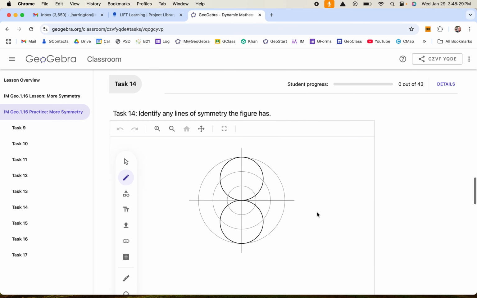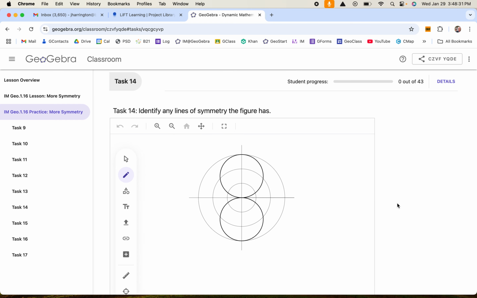Next, task 14. Identify any lines of symmetry that this figure has. Okay. And use the line tool, right? This one right here. Okay. And just put them right on the diagram. Lines of symmetry have to deal with a reflection symmetry. Okay. So this is just a refresher on that.